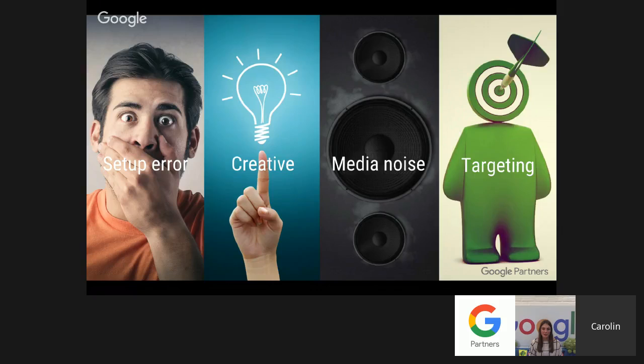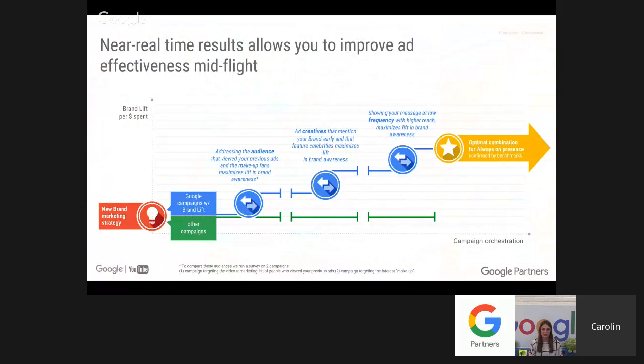Perfect. Then last but not least, let's look at a scenario. What we see here in blue is a campaign that has been using BrandLift. In green, we see a campaign that has not been using BrandLift, so it hasn't been optimized over the run of 3 different flights. For both campaigns, we ran 3 different flights and measured the BrandLift per dollar spent. For the blue one, in between, we always ran a BrandLift and optimized our campaigns based on the results of BrandLift.